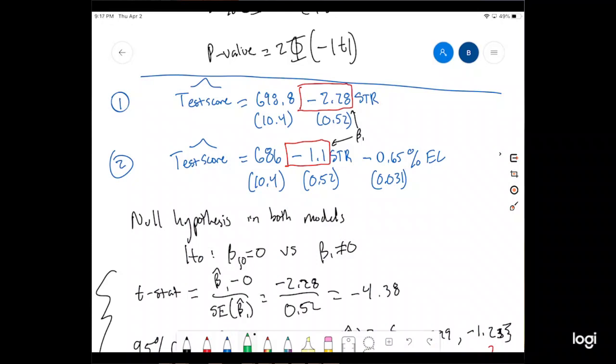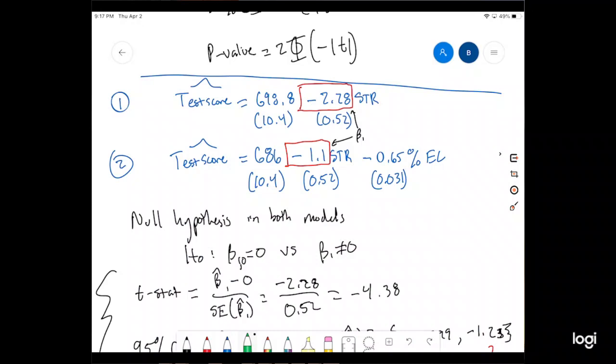There's probably something still left in the error term that's correlated with student-teacher ratios and percent English language learners that we're not including or not accounting for. So it's tough to argue that this is more than an association. It's tough to argue that we've achieved causality here.